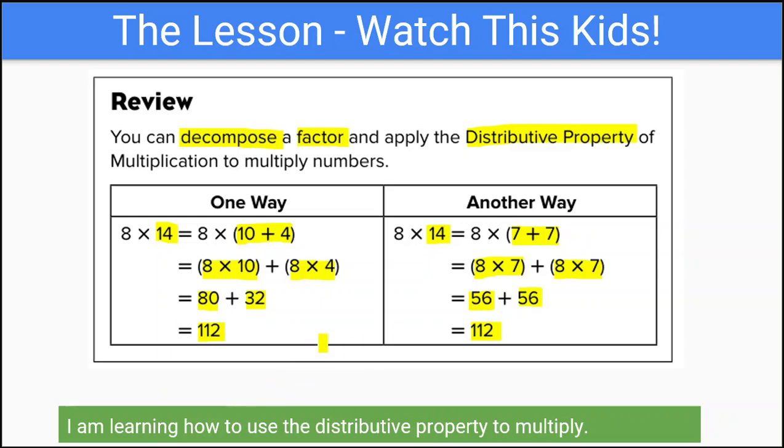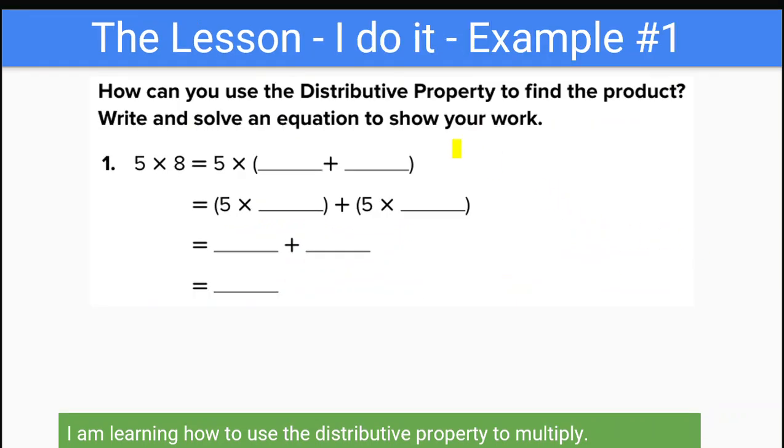Kids, right now you're learning how to use the distributive property to multiply. Well, let's do it again. It says, how can you use the distributive property, that's what we're talking about today, to find the product? That's the answer to a multiplication problem. Write and solve the equation and show your work.